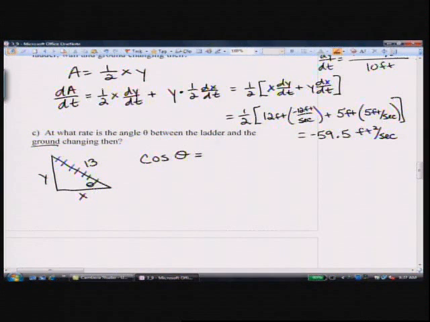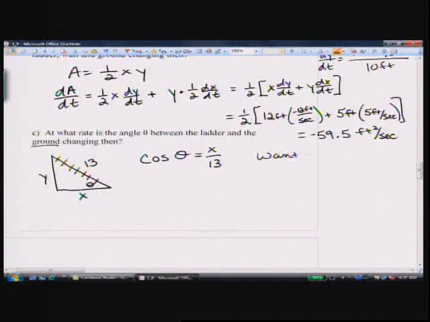Cosine theta equals x over 13. Good. Cosine theta equals x over 13. Yeah. All right. And so we want d theta dt.